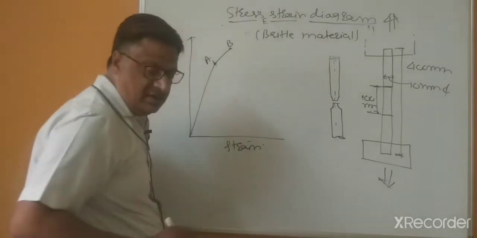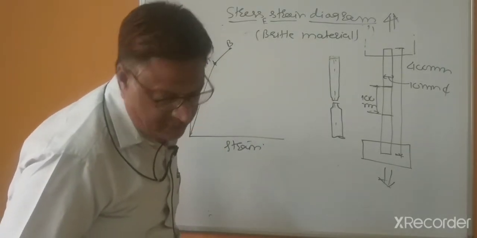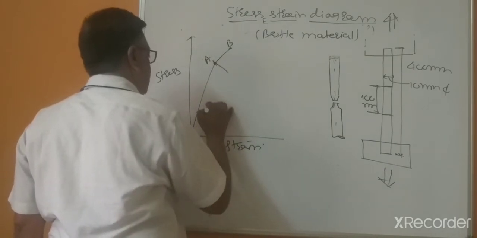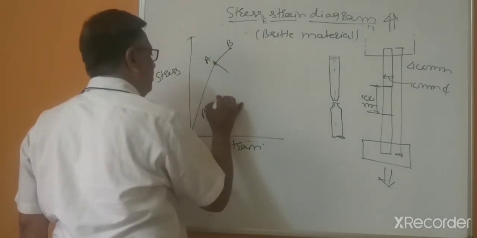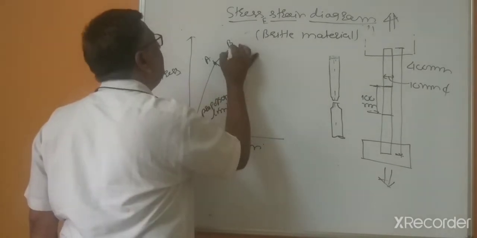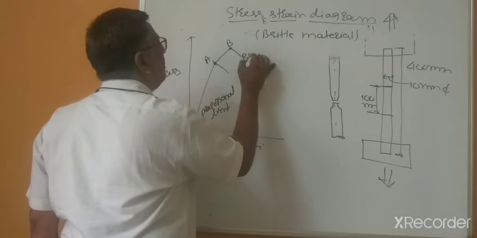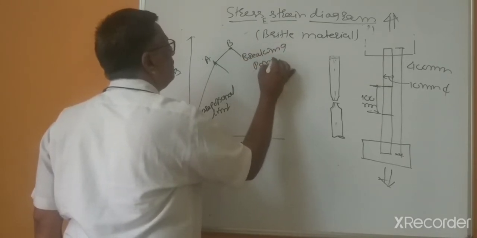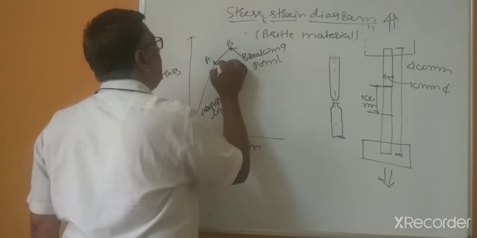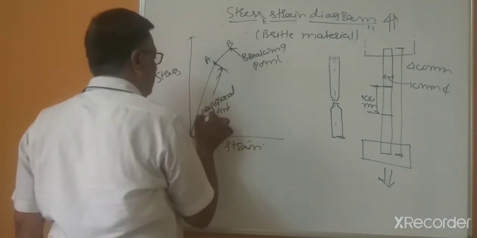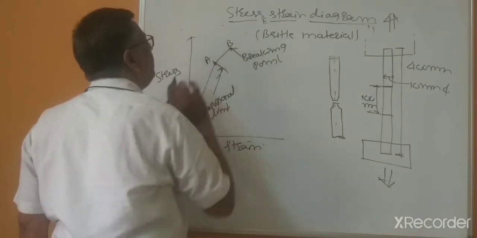So this is for brittle material. This limit is the proportional limit, and this B point is the breaking point. B point is the breaking point, and this limit is the proportional limit.